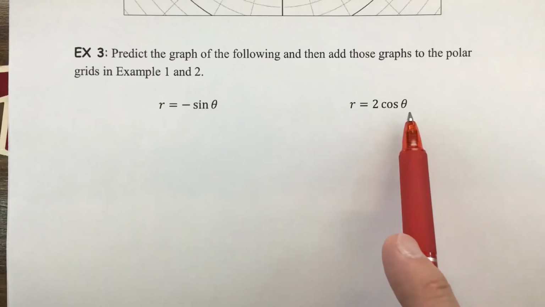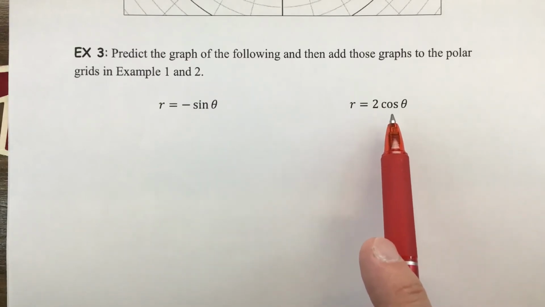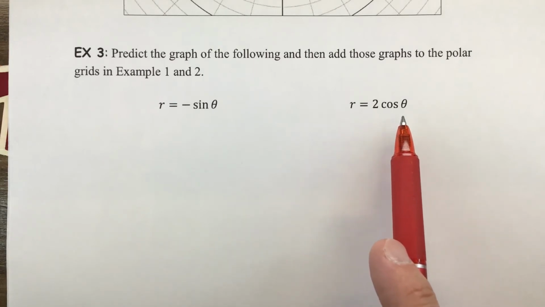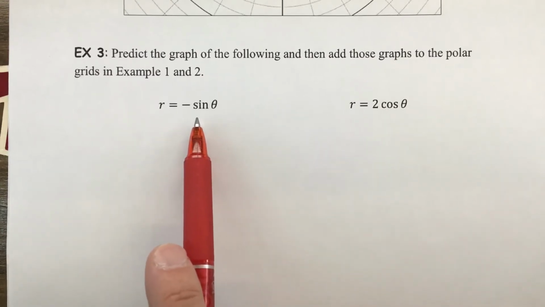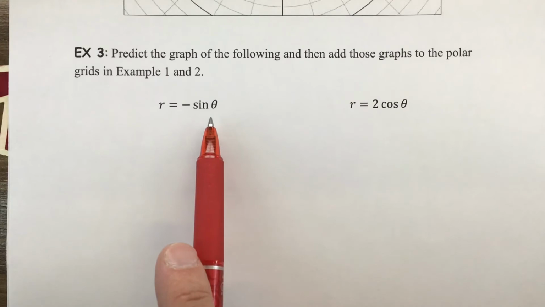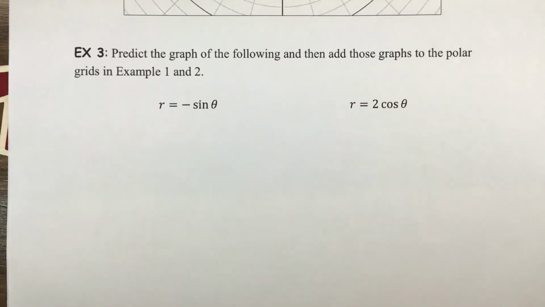All right, now cosine theta, you know that that's a circle to the right, just as it is. What we're doing is taking all of the r values that we would have gotten from cosine theta, we would take all those answers and then just multiply them by 2. Over here, what we would do is take all the answers that we get from sine theta, take all of those answers for r, but then make them their opposite. All right, so go ahead and predict what you think these graphs are going to look like, and then I'm going to graph them in the calculator. Once we have those images, we can then draw them on the graphs that we already had using sine and cosine.